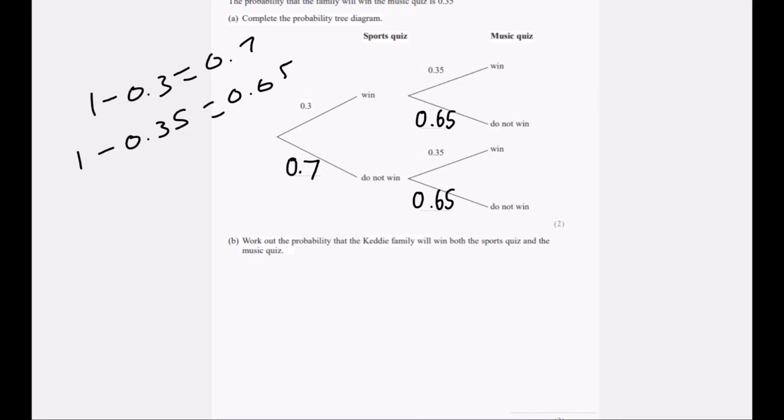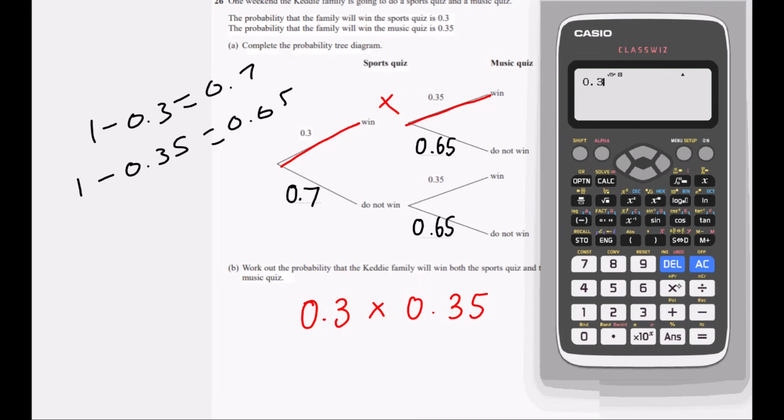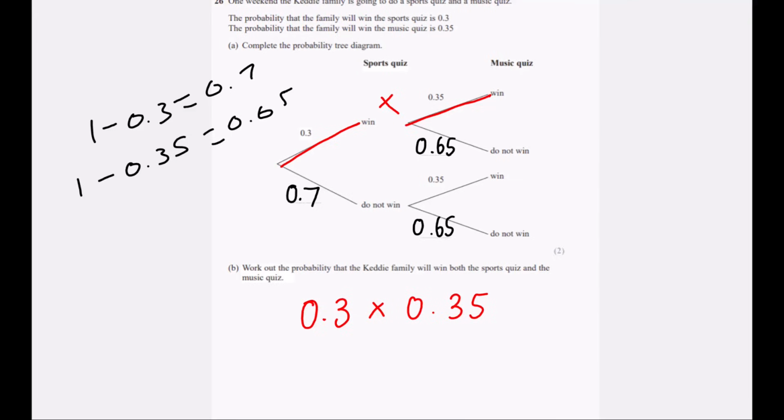Work out the probability that they will win both sports and music. So win, then win. When we go across the branches, we times. So the probability of winning and winning again is 0.3 times 0.35, which is 21 out of 200.